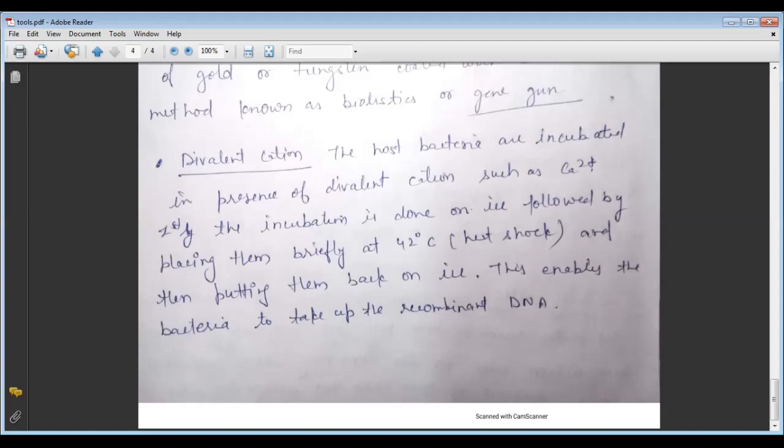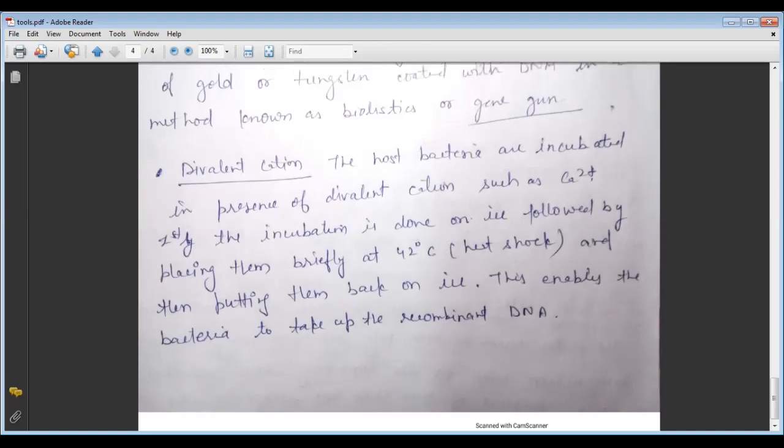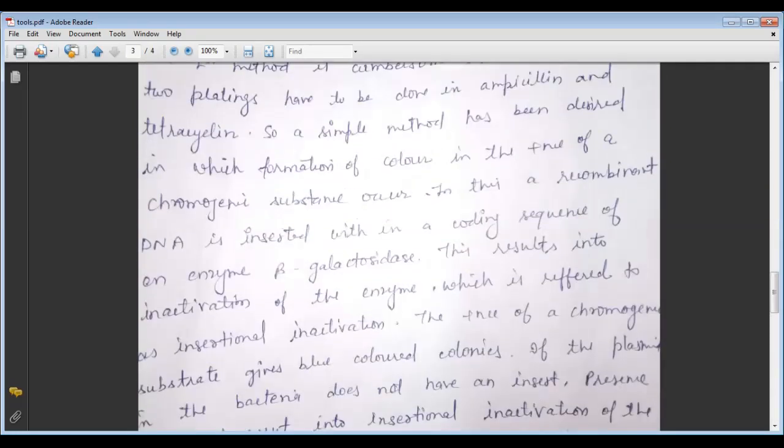So firstly the incubation is done on ice, followed by placing them briefly at 42 degrees centigrade. So there is a heat shock and then putting them back on ice. So this enables the bacteria to take up the recombinant DNA. So these are the methods by which we can transfer the recombinant DNA into the host cell.